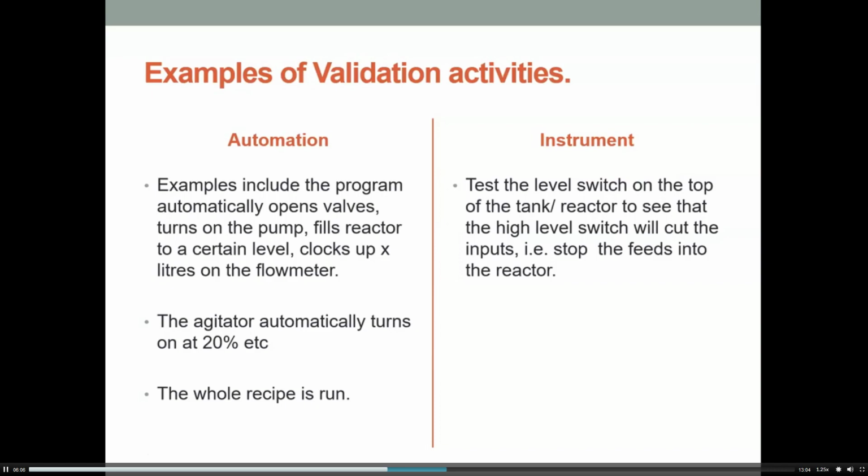The instrument then, you might test level switches on the top of the tank to see that the high level switch will cut the inputs so that it'll stop the feeds into the reactor so that you won't have an overspill. You would check that the calibration of the instruments is okay, that they are doing the job that they're intended for, and that the calibration certs are all in place.